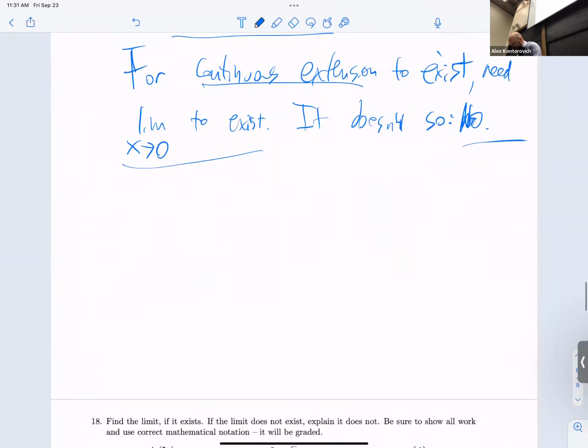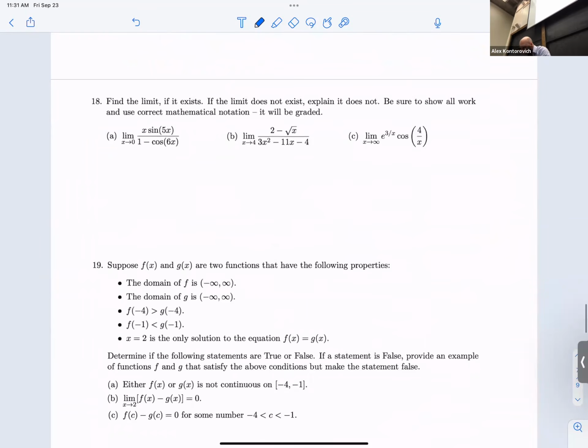Next. 10 minutes, 4 problems. Let's go. If the limit exists, compute it. Show all the work. Fine. What are we going to do? We've got a sine on top that likes to go with an x, but we have a 1 minus cos. What do you do with a 1 minus cos? We want to multiply by 1 plus cos.